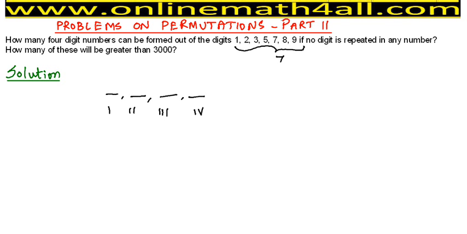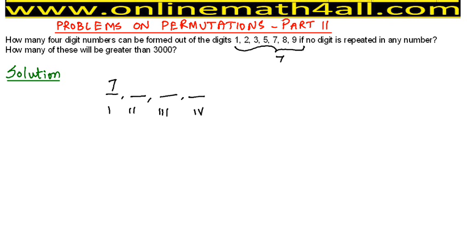Since I am going to form a 4-digit number, I have to fill up these 4 blanks with the given 7 digits. To fill up the first blank, I have 7 options. That is, I can fill up the first blank with any of the given 7 digits: 1 or 2 or 3 or 5 or 7 or 8 or 9. So the first blank has 7 options, and I write 7 here.